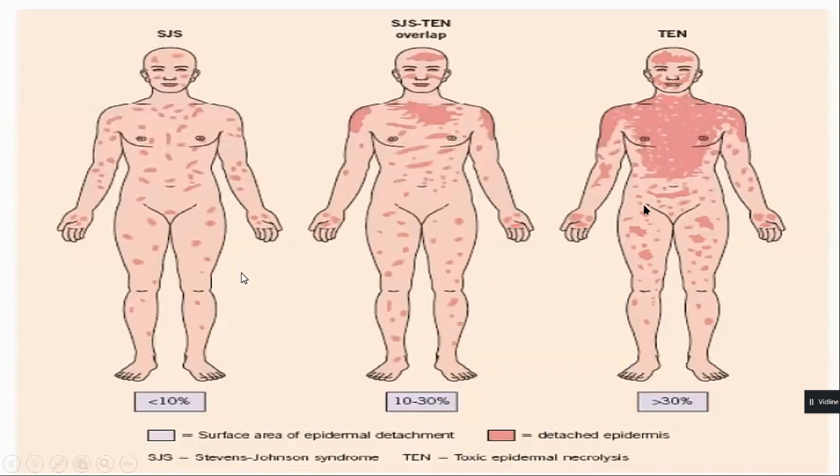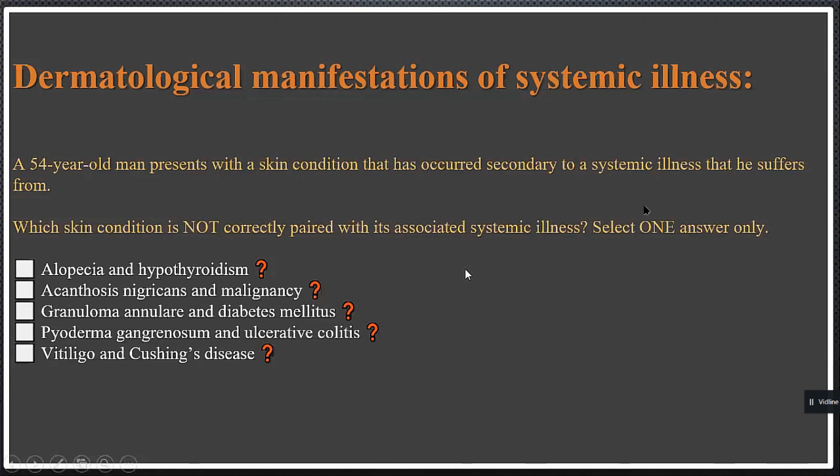So the difference here regarding the first one, Stevens-Johnson syndrome, and this one is toxic epidermal necrolysis, is the surface. This one is less than 10%, this one more than 30%. And between them, it's called overlapping. Okay, we finished, guys, today.